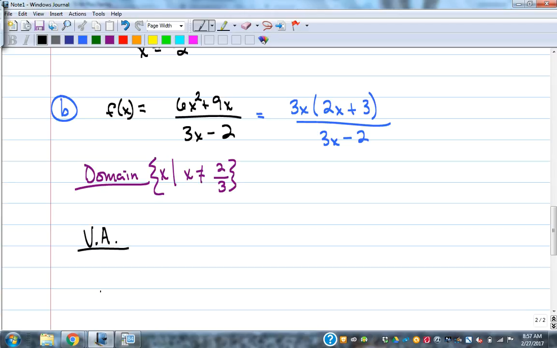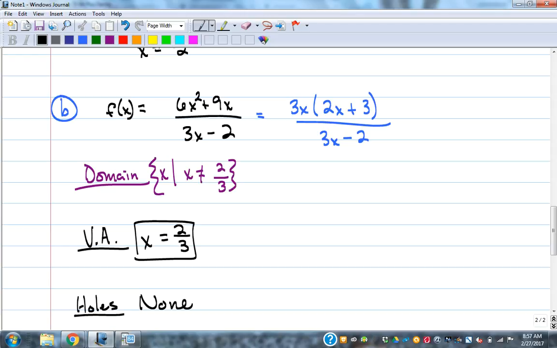Vertical asymptote then. Vertical asymptote's the same thing we did the last 3 days. Same as domain because nothing canceled. No holes because nothing canceled. Same reason that the vertical asymptote's the same as the domain. So there are no holes in this graph.